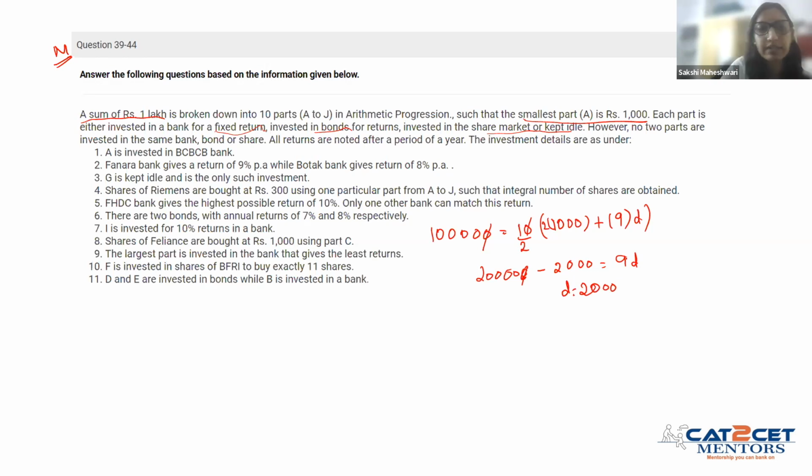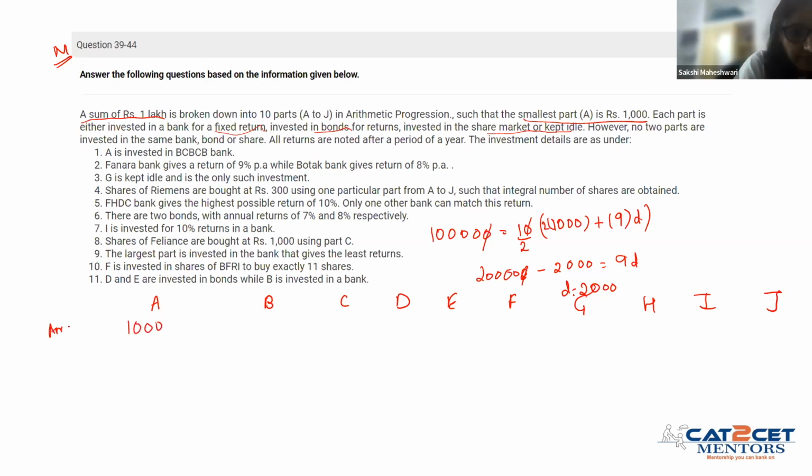So you get all the parts. See, A to J are in arithmetic progression. So I'll just write this down: A, B, C, D, E, F, G, H, I, and J. Now A has 1000. This will be 3000, 5000, 7000, 9000.